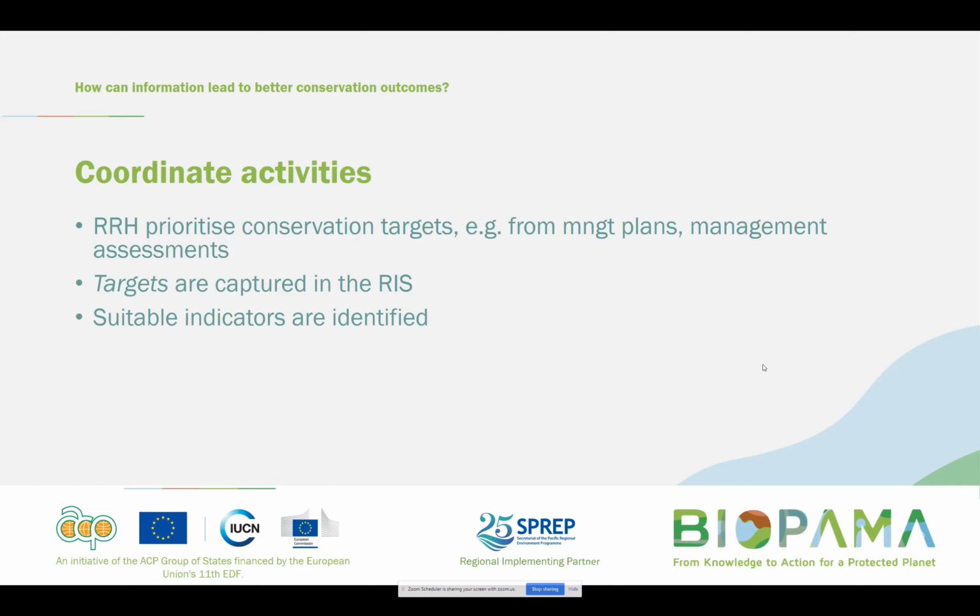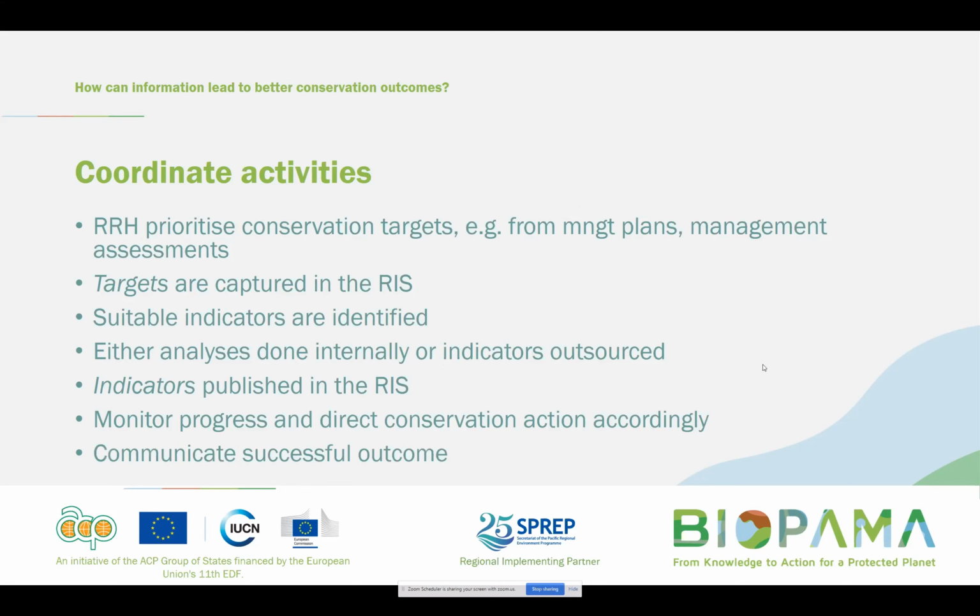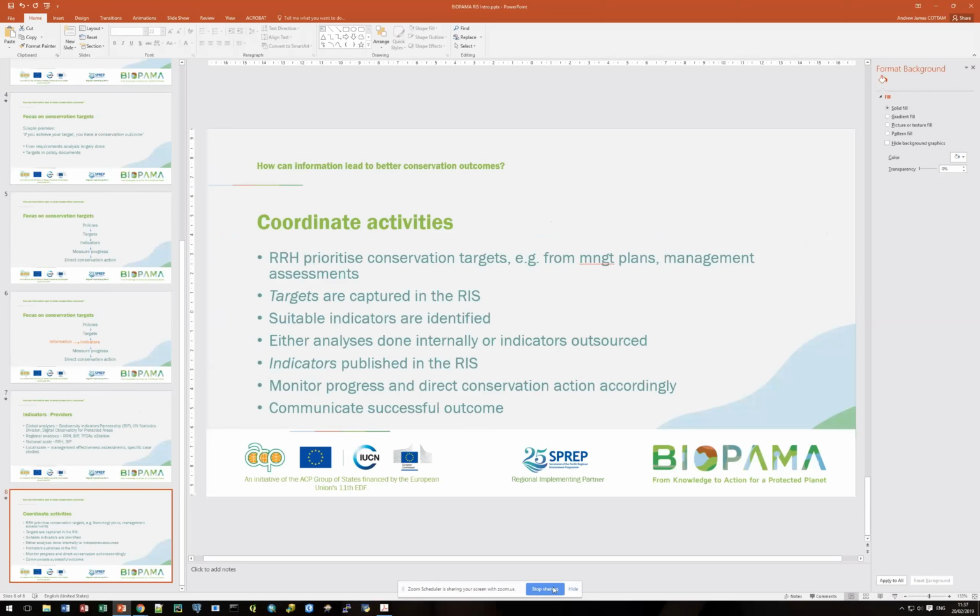Then suitable indicators are identified. So how are we going to measure our progress? And then those analyses are either done internally, whether it's at RCMRD or whether it's outsourced to somebody else. And then the indicators are published into the RIS, and then that allows us to measure the progress and look at how we can look at conservation action accordingly. And then at the end of it all, when everything is successful, we can communicate that back to the community. So I'm going to stop there and hand back over to Sue.